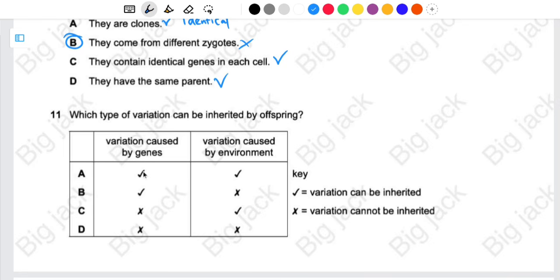Then which form of variation can be inherited by offspring? Genetically, something that passes from the mother to the offspring is passed in form of genes. So genes can be inherited, but variation caused by environment can't be inherited. So the answer is just going to be B.